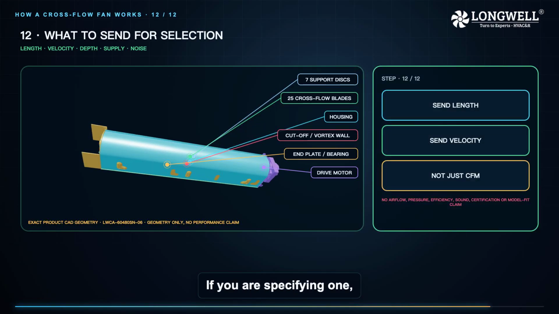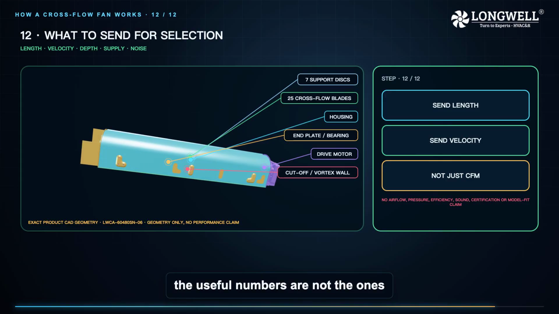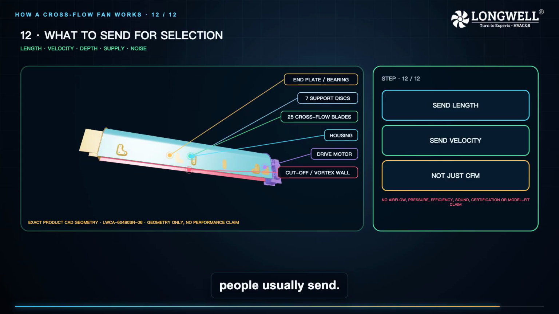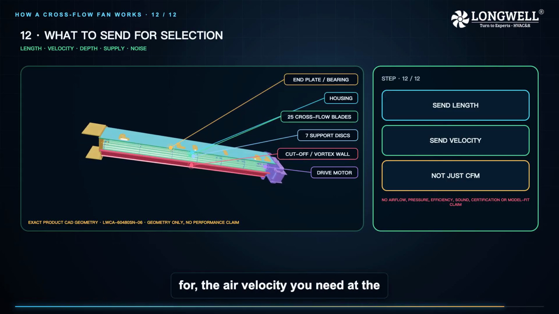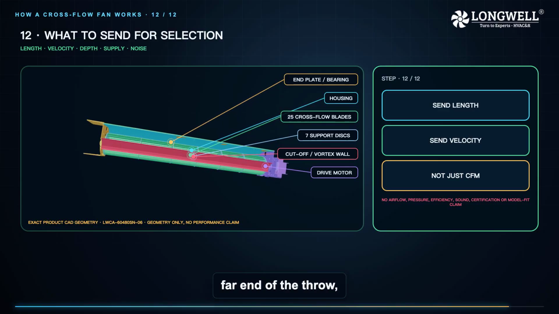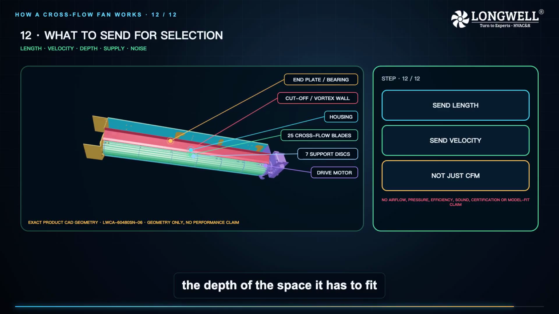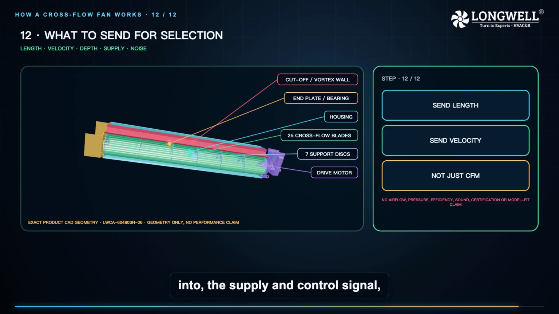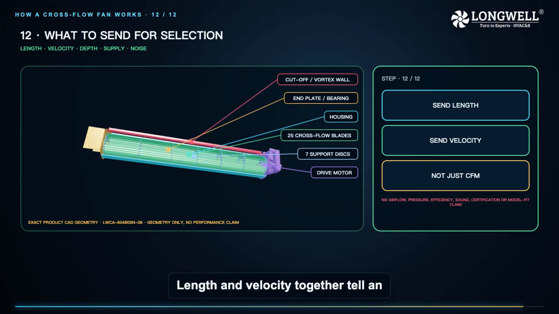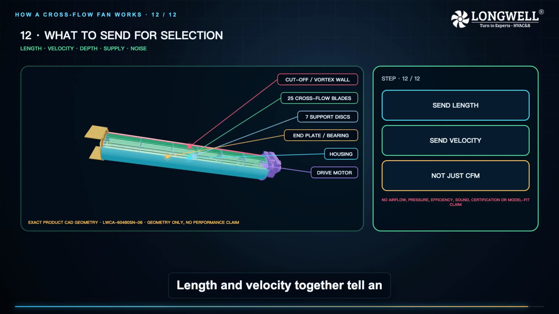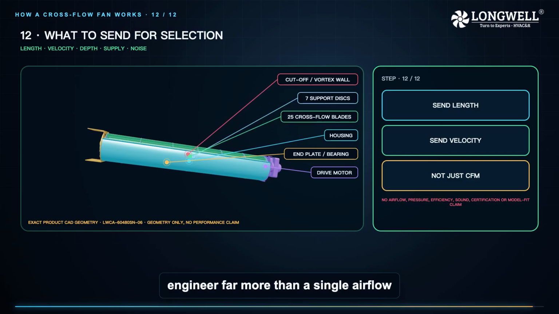If you are specifying one, the useful numbers are not the ones people usually send. Give the drum length you have room for, the air velocity you need at the far end of the throw, the depth of the space it has to fit into, the supply and control signal, and the noise limit. Length and velocity together tell an engineer far more than a single airflow figure ever will.